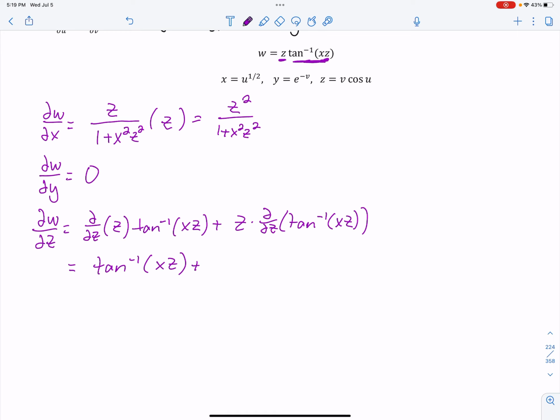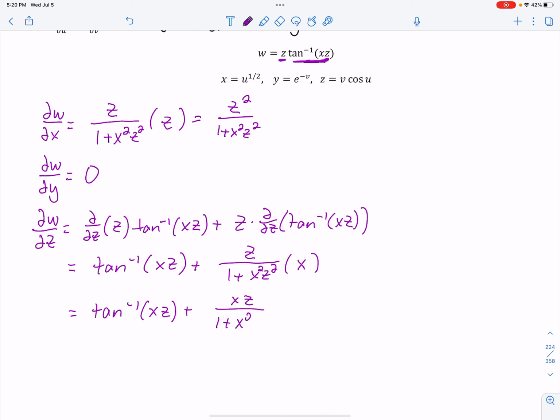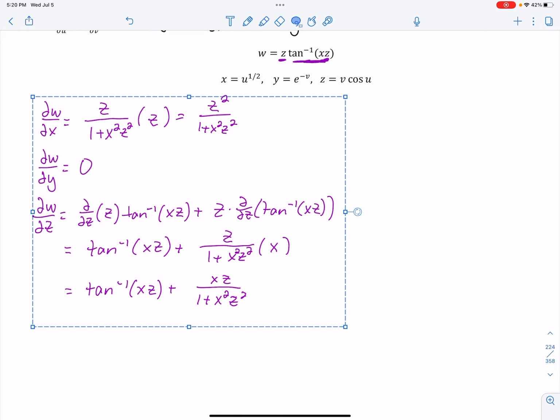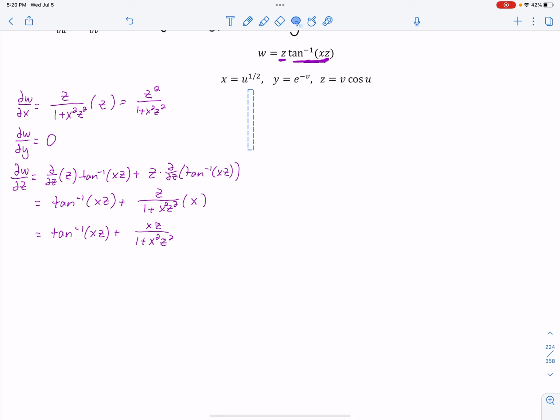And then I have a z on top, over 1 plus xz, both of those squared. And then the derivative of xz with respect to z is just going to be an x. So the derivative of w with respect to z will be the arctan of xz plus xz over 1 plus x squared z squared. All right, so there's those. I'm going to shrink these down so I can write more in one screen.